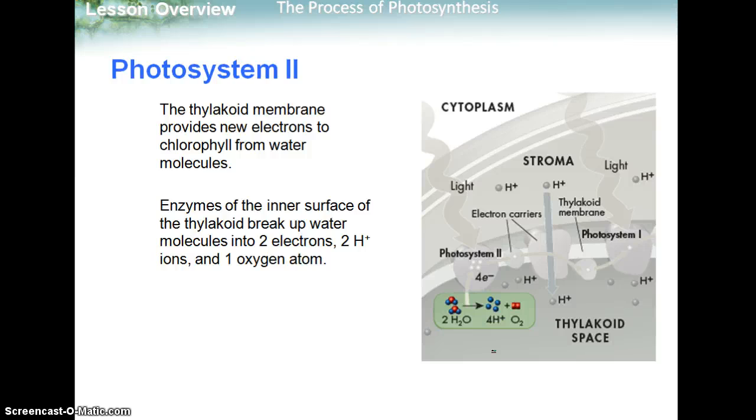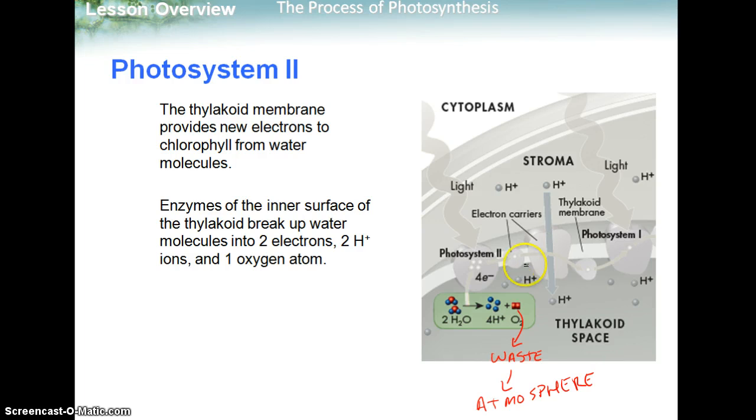In photosystem 2, the loss of electrons is going to split the water. So we have our 2 water molecules here, and we're going to split those into 4 hydrogen ions and oxygen. This oxygen is going to be given off as waste. That's our byproduct. This is waste for the plant, and that oxygen is going to go into the atmosphere so that we can breathe.